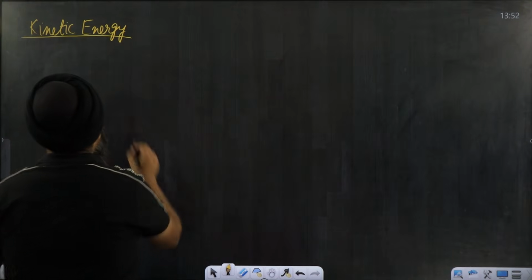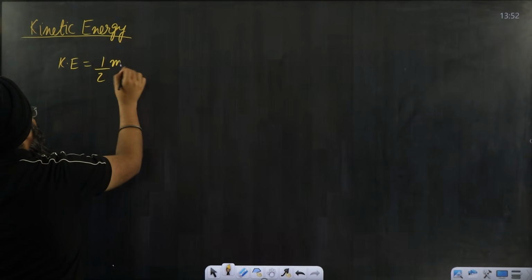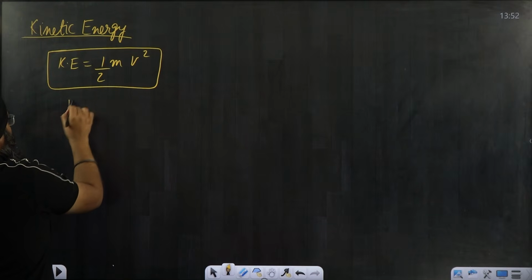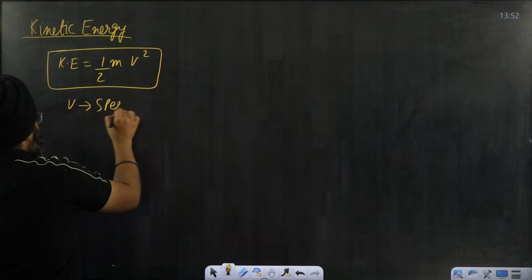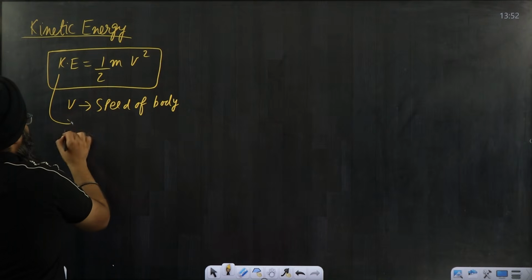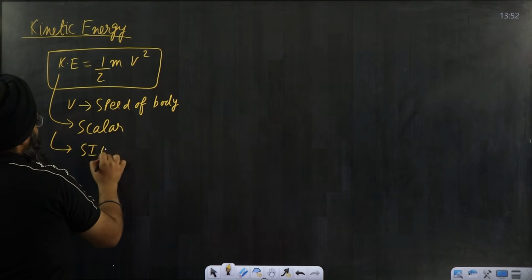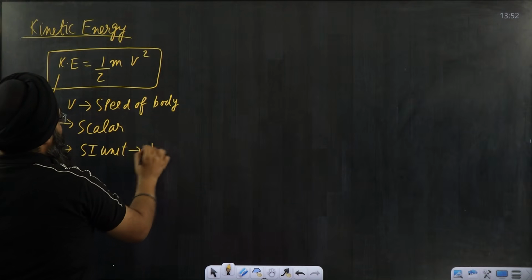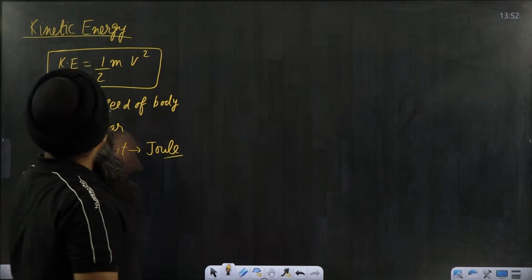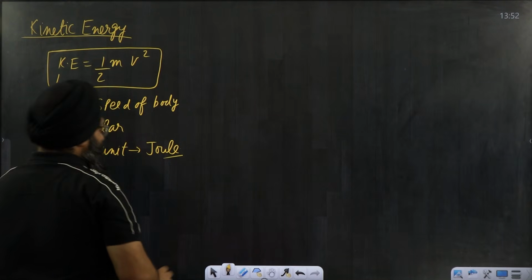So what will be the formula of this kinetic energy? Kinetic energy will be given by half mv square, where m is the mass of the body and v is basically the magnitude of velocity. v is basically the speed of the body. Again, kinetic energy is a scalar quantity and its SI unit will be joules, and it will be given by half mv square. m obviously is the mass of the body, which we already know.